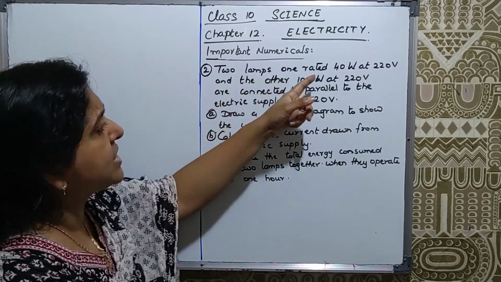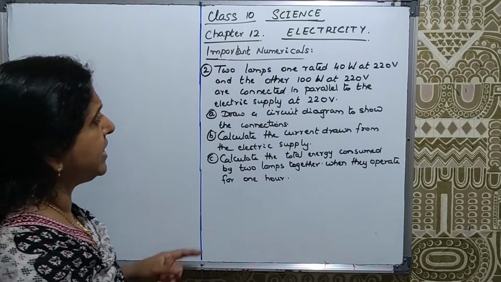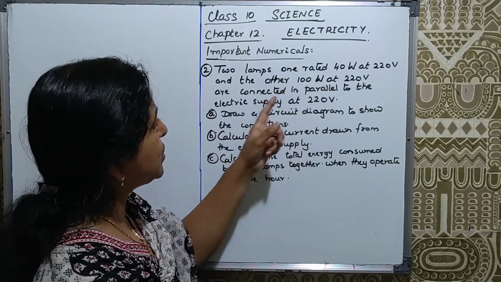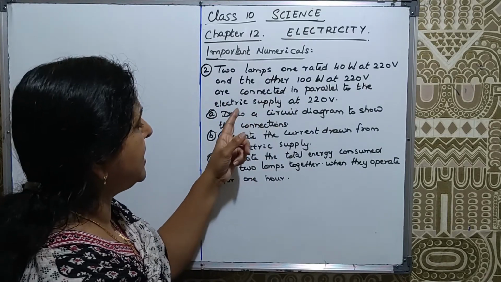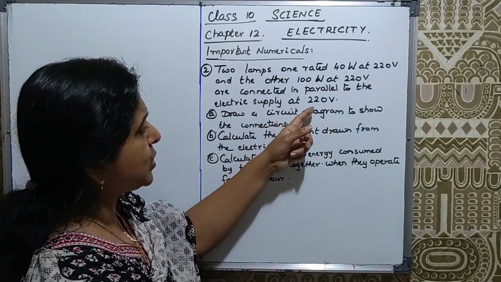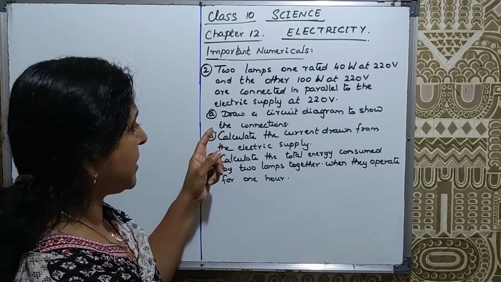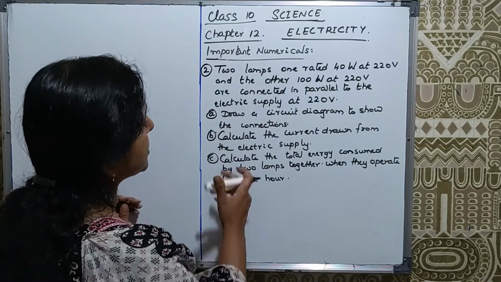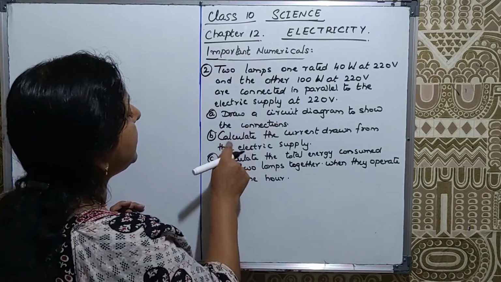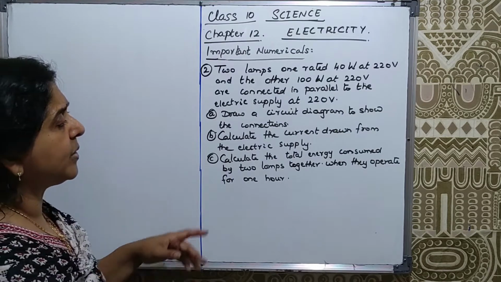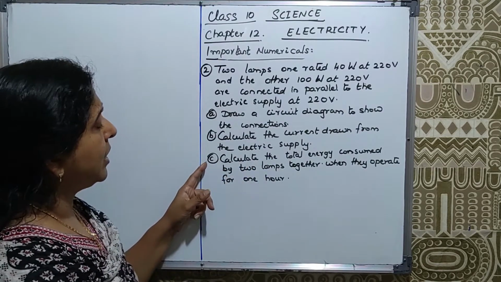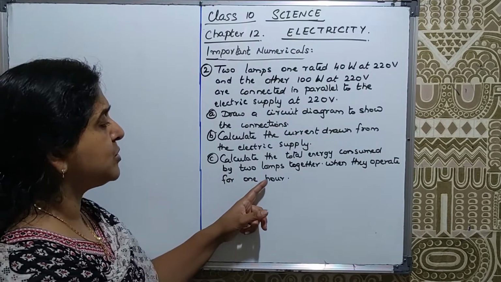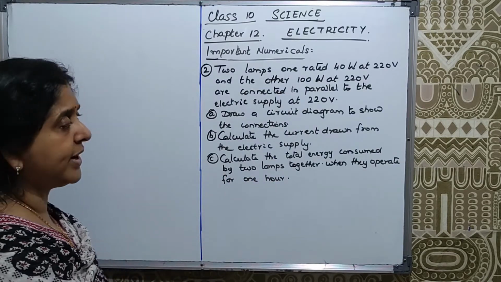Two lamps, one rated 40 W at 220 V and the other 100 W at 220 V, are connected in parallel to the electric supply at 220 V. V represents volt. Part A: draw a circuit diagram to show the connections. Part B: calculate the current drawn from the electric supply. Part C: calculate the total energy consumed by the two lamps together when they operate for 1 hour.